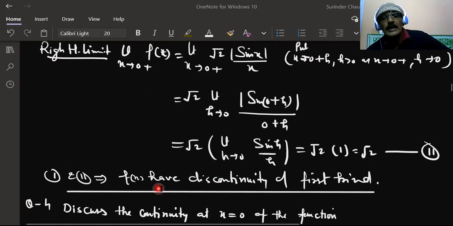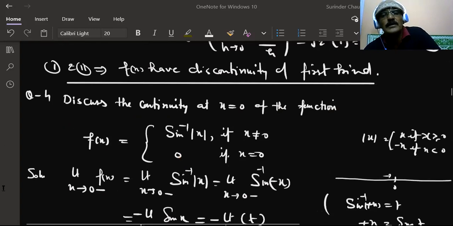So first and second imply the function is discontinuous at x equal to 0 and has a discontinuity of the first kind. If the left limit and right limit are both not equal, then the function will have a discontinuity of the first kind at that point.